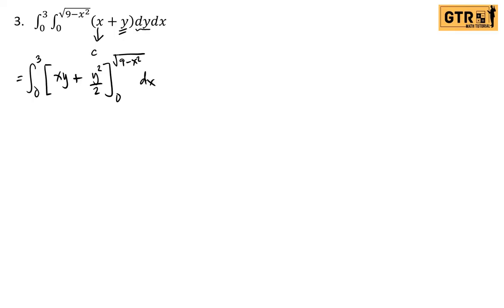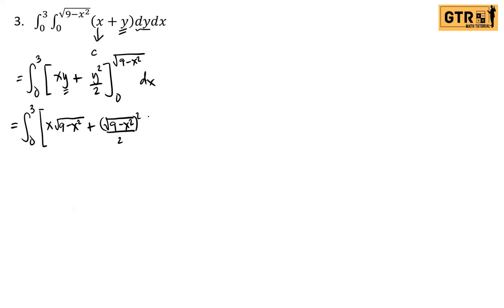So now let's substitute the limits to y. So we have the integral 0 to 3. Substitute the limits to y. So we have x. Substitute square root of 9 minus x squared to y. So therefore, x times square root of 9 minus x squared plus, substitute again this to y. So we have square root of 9 minus x squared. So that is the y. And then we have square over 2.